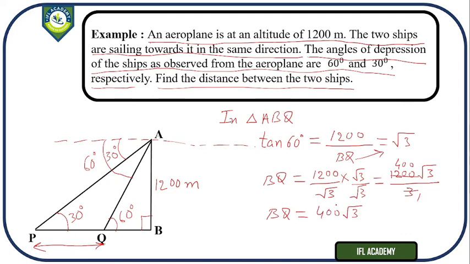Here we have used the concept of rationalization of denominator. Whenever irrational number is in denominator, then rationalize it, so the calculation will become easy. So BQ has come 400 √3.